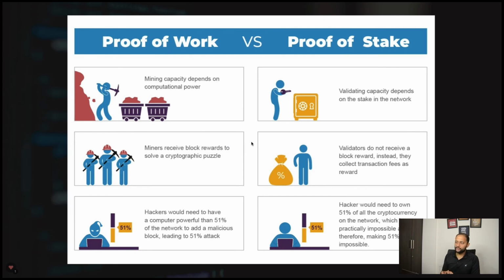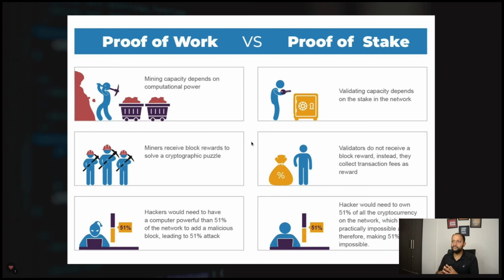Now, in the case of proof of work, hackers would need a computational power of more than 51% of the network to add any malicious block, which is also called a 51% attack. Hypothetically, this is very, very expensive because, as I mentioned, in proof of work that entire node setup and infrastructure cost is going to be in billions of dollars. Practically, it might not be financially feasible to add a malicious block into that network. As far as proof of stake is concerned, hackers would need to own 51% of the cryptocurrency on the network, which is practically impossible.